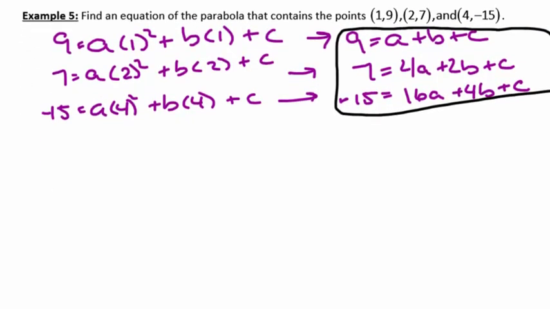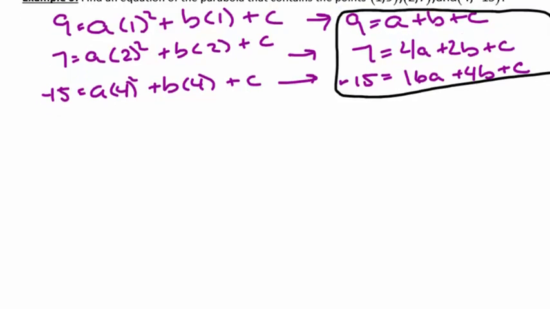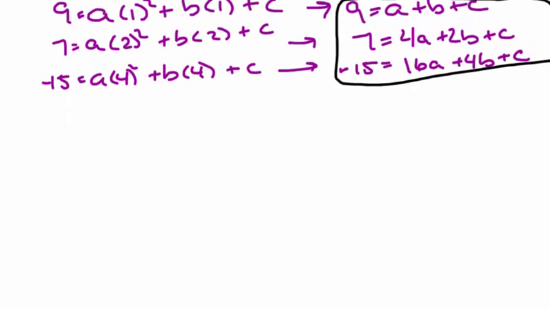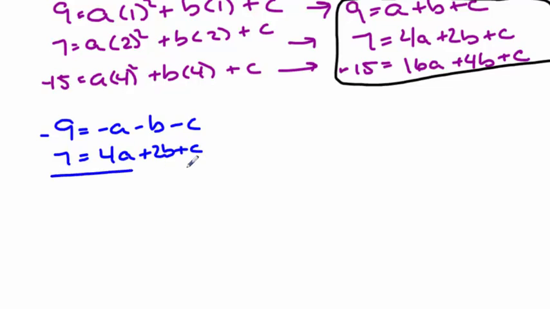The easiest variable to eliminate is going to be c, since the coefficient of c is 1 in all of these. So let's go ahead and multiply the top equation by negative 1 and eliminate c. If I multiply the top equation by negative 1, we're going to get negative 9 equals negative a minus b minus c. Let's add that to the second equation, 7 equals 4a plus 2b plus c. If I add those up, I get negative 2 equals 3a plus b, and the c's eliminate.